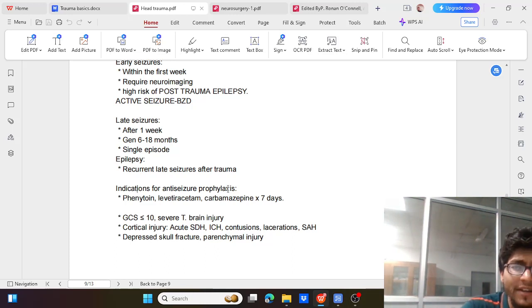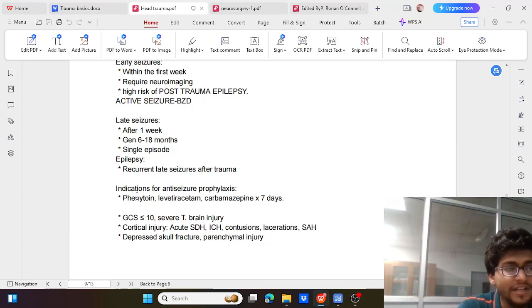What are the indications for giving this anticonvulsant or anti-seizure medicine? First of all, what are the drugs? So drugs are anticonvulsant drugs like phenytoin, levetiracetam and carbamazepine. These are the drugs which are commonly given. Phenytoin 100 mg TDS is given for 7 days.